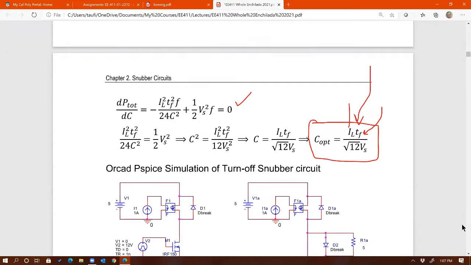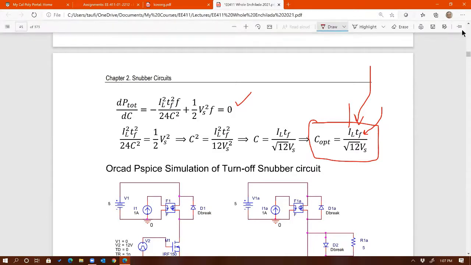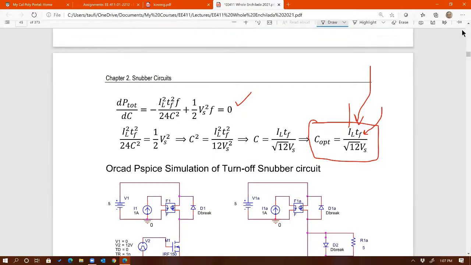Why does the optimum occur at the intersection? Say it again. Sorry, I was getting a little feedback. Why does the optimum capacitance occur at the intersection between the transistor and the snubber powers?